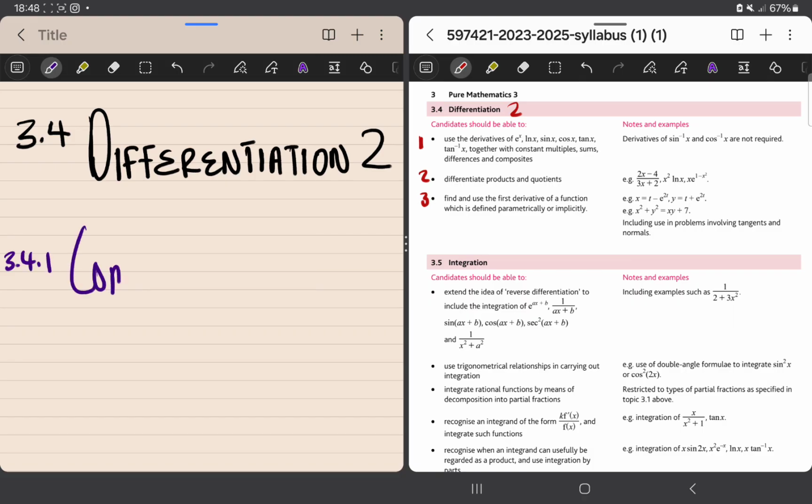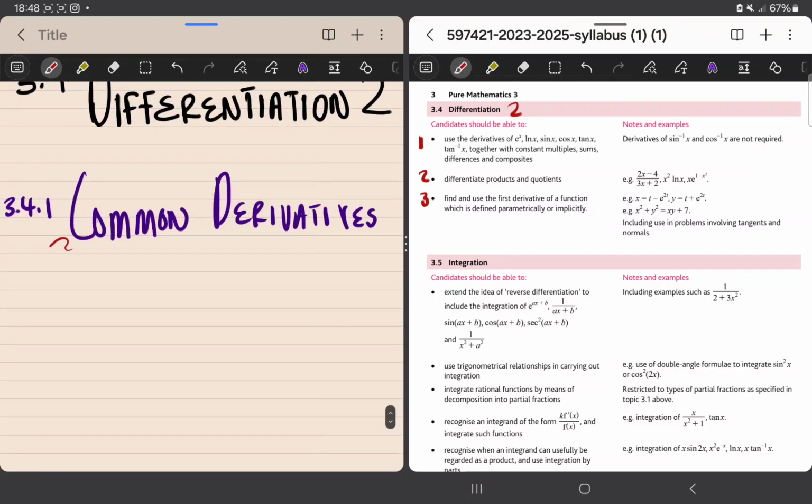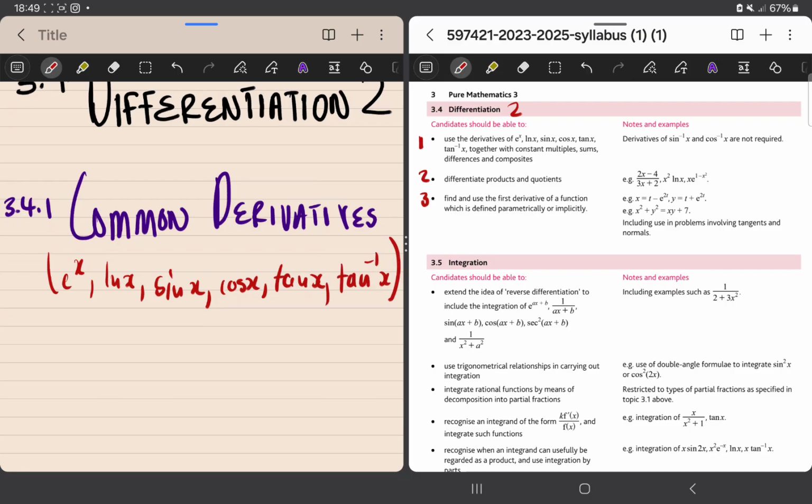This is going to be what we call common derivatives. What are common derivatives? These are derivatives that we should know by heart. You go in there knowing them. And what are they? It's e to the x, ln x, and then the trig, guys, which is sine x, cos x, tan x, and only one inverse trig, which is going to be tan inverse of x. So these are the ones.